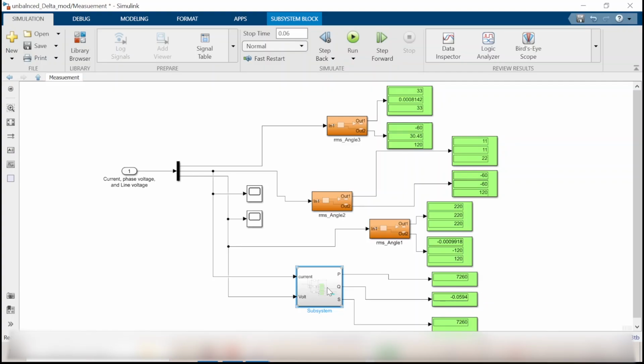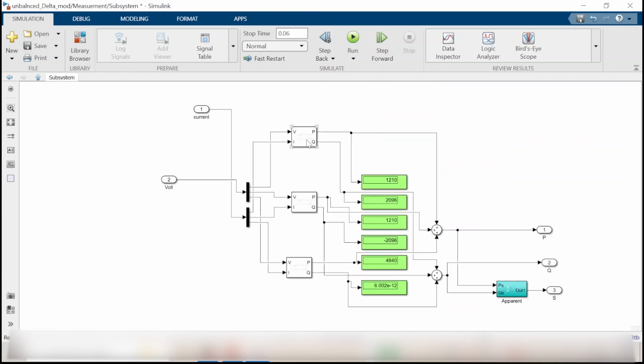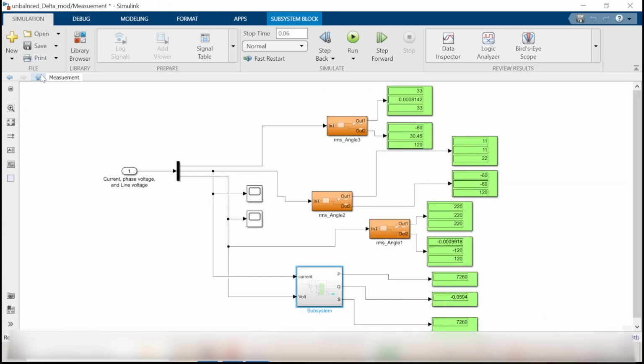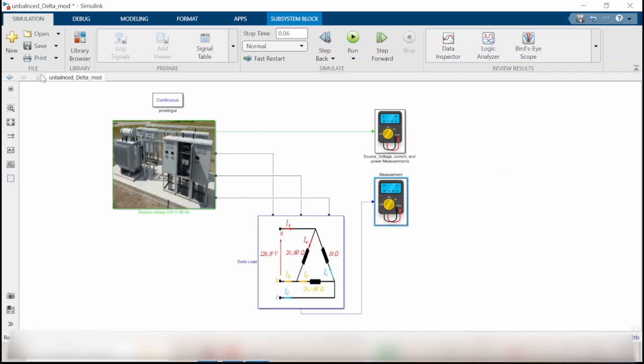If I would like to know the power P, Q, and S for each phase, we can detail it here. We measure the power for each phase, and that shows you how to find P and Q for each one. So the results from this model match our calculation 100%. So now we can return back to our slides.